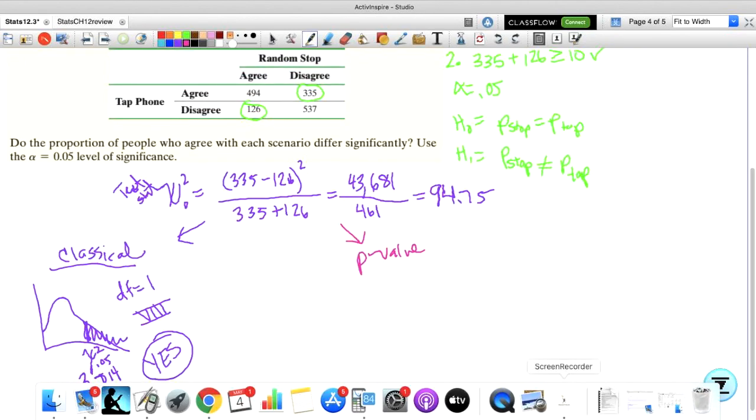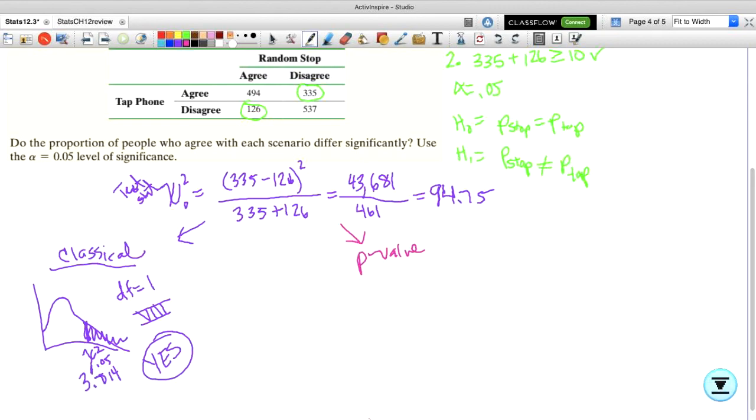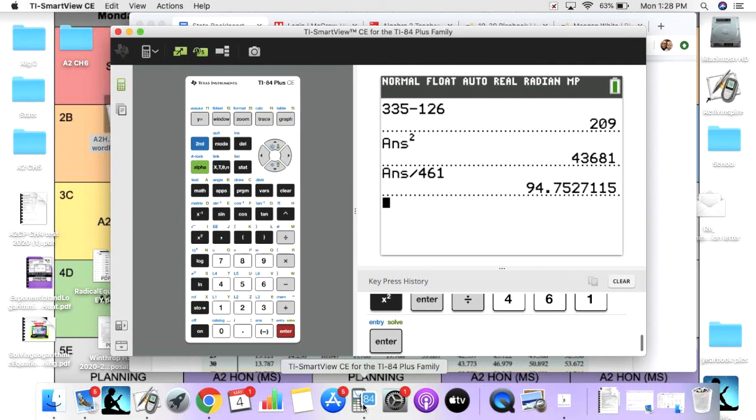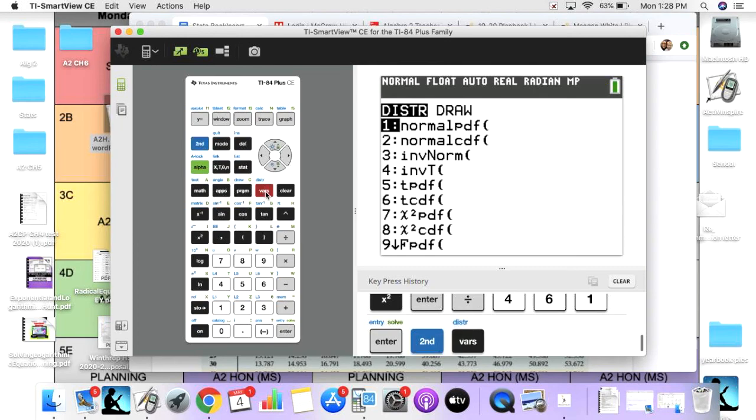So we'll come back down to our graphing calculator. Let's just take a quick look before we get going too much. Our test statistic was 94.75, so I don't want to forget that. Because I'm finding area under a curve and I don't know the area, I'm going to go into my distribution menu. So I'm going to go second vars, and that brings me to distribution. I'm going to go down to chi-squared, but again, I want a whole shaded region, so I'm going to go CDF, all the way down to 8.